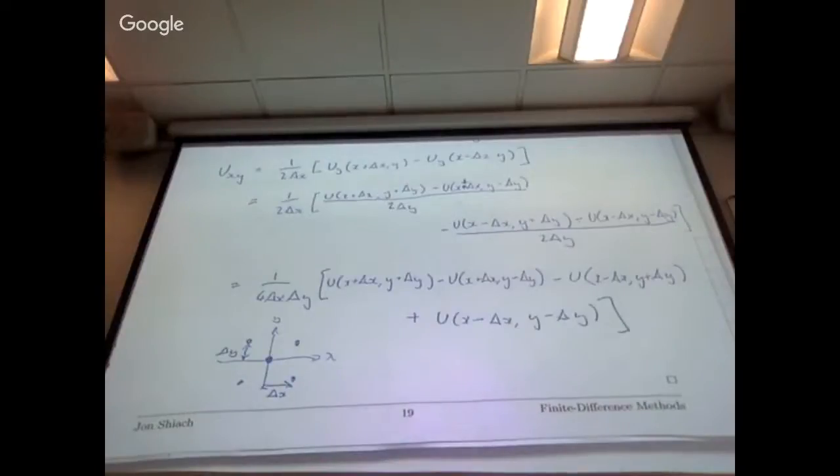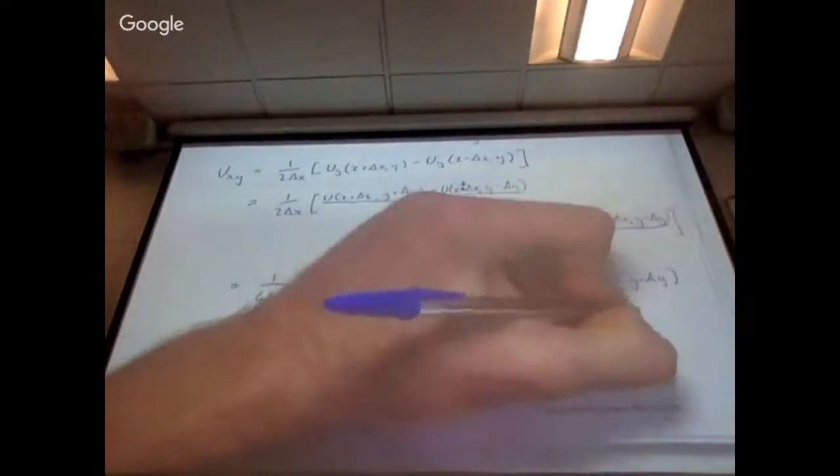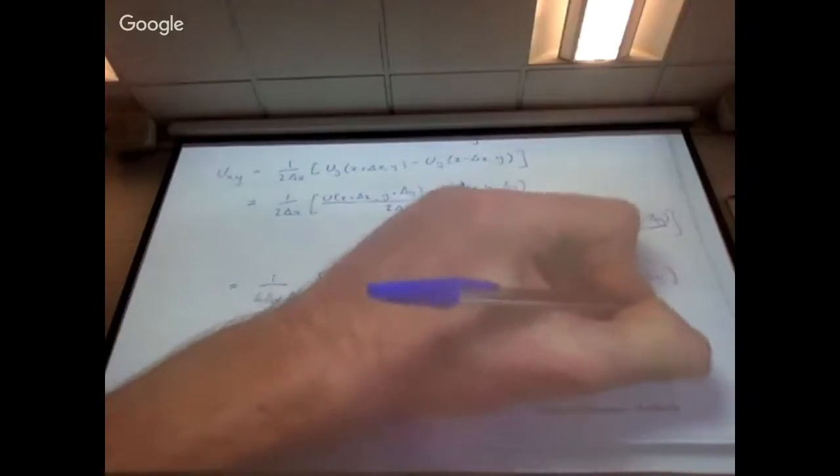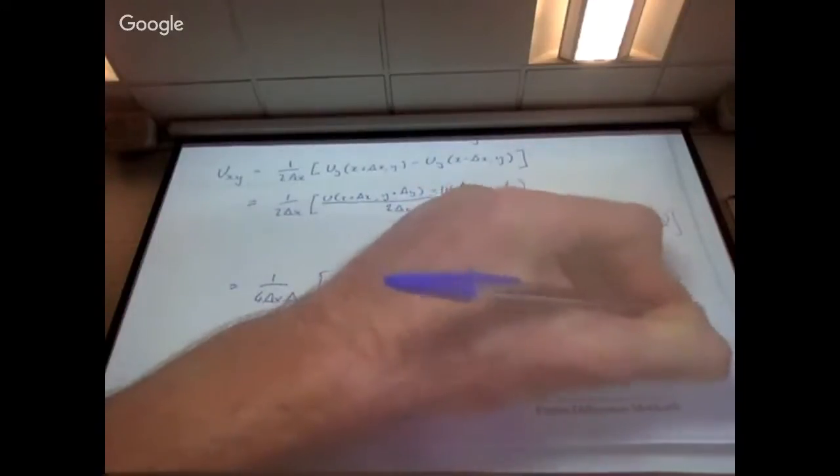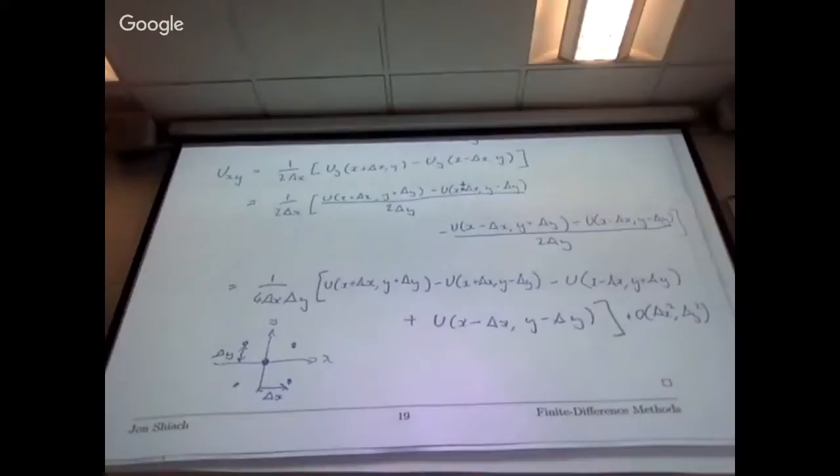And that will be second order. So if I put the truncation error, that's second order in both x and y direction. So that's just from combining finite differences.